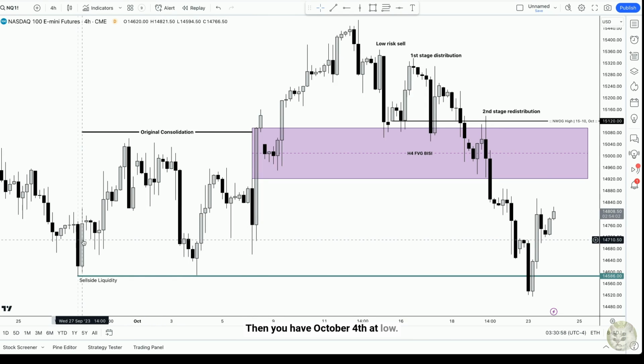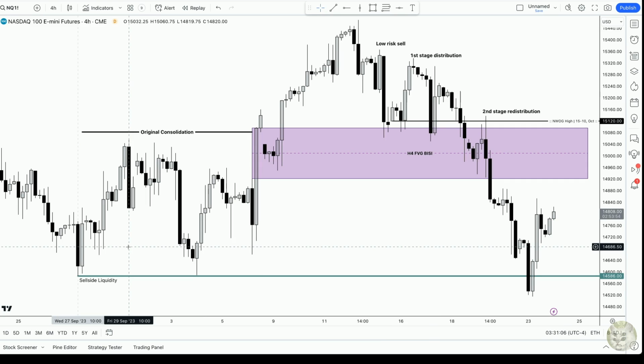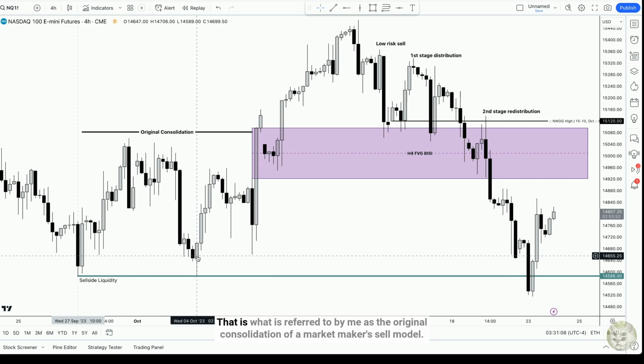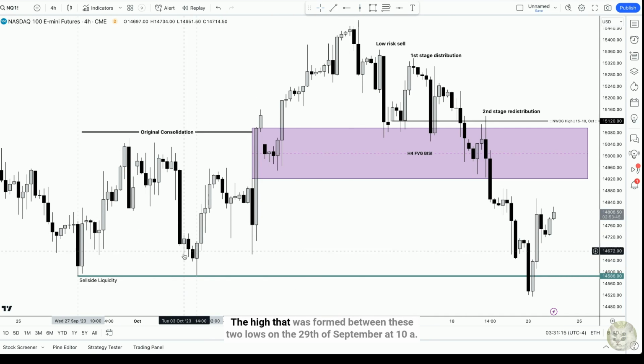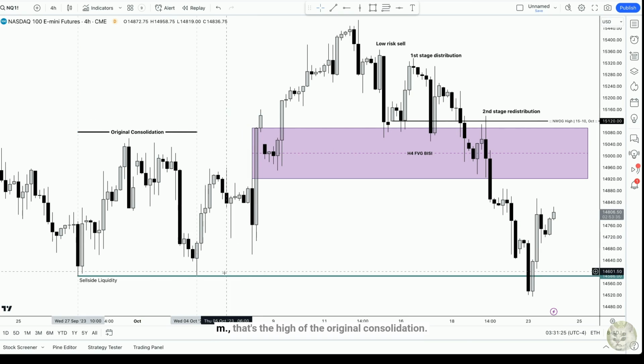Then you have October 4th, that low. Okay, so you have relative equal lows there. So if you look at what price was doing between the 27th of September and October 4th on NASDAQ, that is what is referred to by me as the original consolidation of the market maker sell model. The high that was formed between those two lows on the 29th of September at 10 a.m., that's the high of the original consolidation.